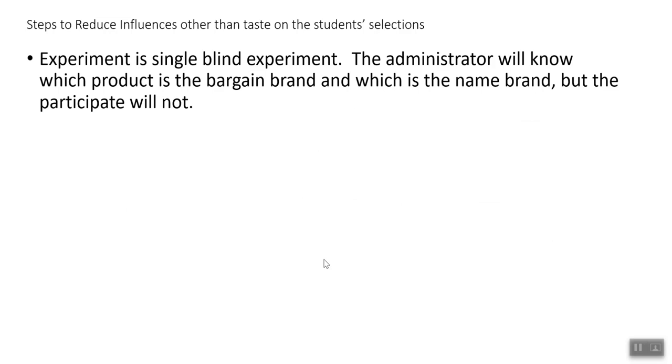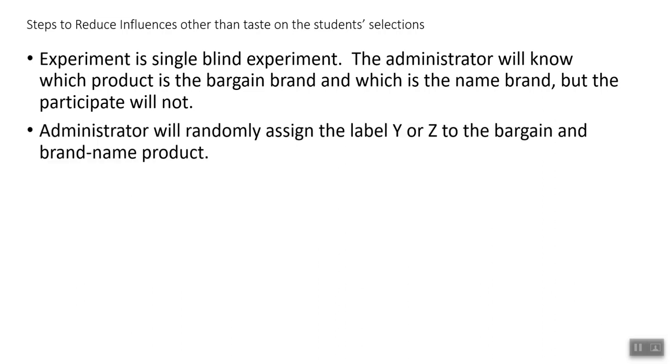We're going to use the following factors to reduce influences other than taste on student selections. The experiment is single blinded. That means that the administrator will know which product is the bargain brand and which is the name brand, but the participant will not know. Administrators will randomly assign the label Y or Z to the bargain brand product. So one product will be labeled Y and one product will be labeled Z, and we're going to randomly pick which one is Y and which one is Z.